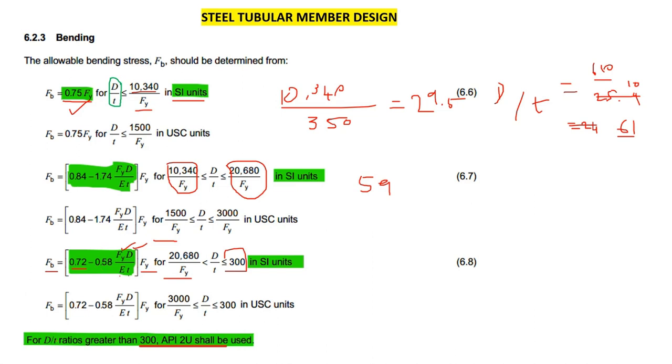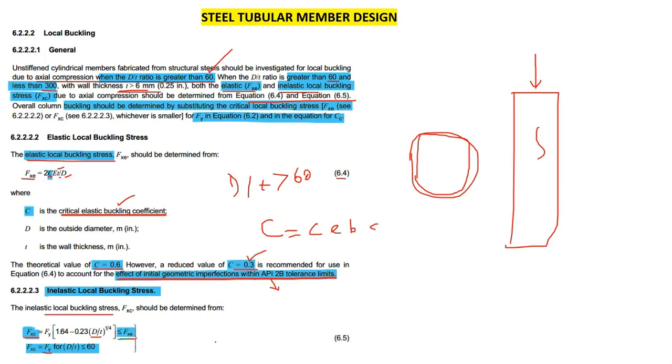So the allowable bending stress always depends on the d by t ratio. We should not simply take 0.75. We need to consider in which range the d by t ratio is coming, and based on that ratio we need to use the corresponding formula to calculate the allowable bending stress. If the d by t ratio is greater than 300, then API RP 2A shall be used.